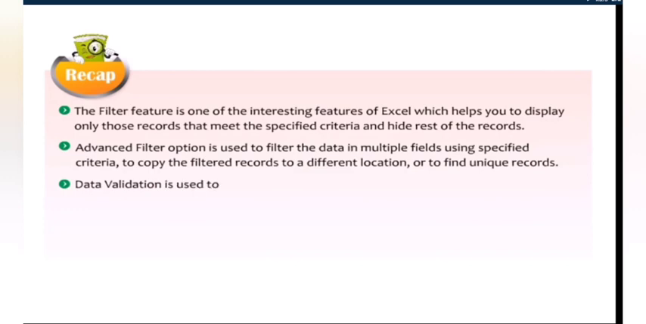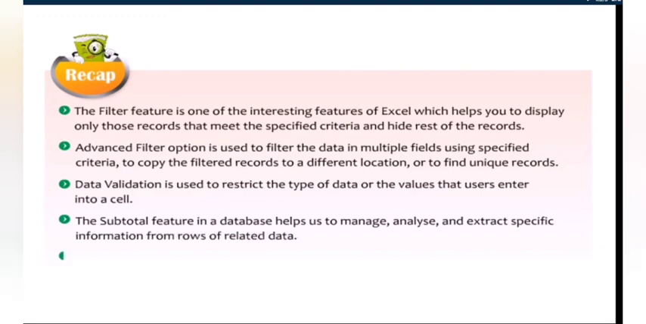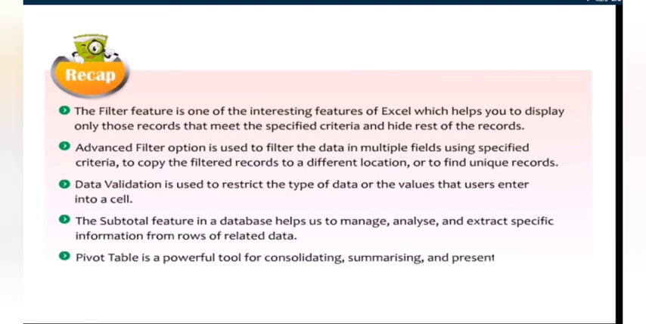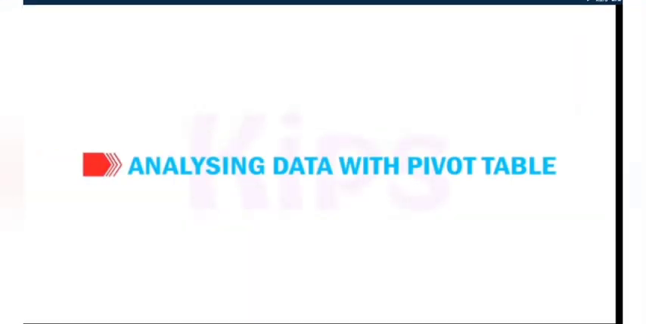Data validation is used to restrict the type of data or the values that users enter into a cell. The subtotal feature in a database helps us to manage, analyze, and extract specific information from rows of related data. Pivot table is a powerful tool for consolidating, summarizing, and presenting the data. We will learn how to analyze data with pivot.